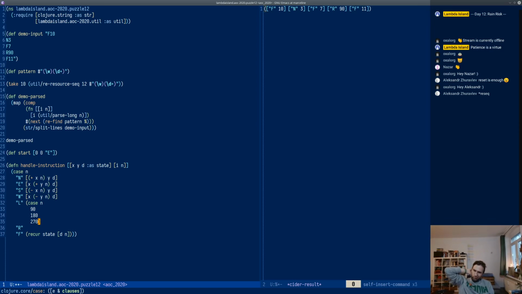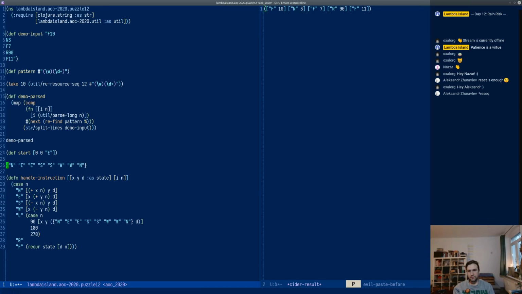Am I just gonna hard code these? Maybe I am. So if we're going north, now we're going east. If we're going east, now we're going south. If we're going south, now we're going west. And if we're going west, now we're going north. Boom. Nice and easy.